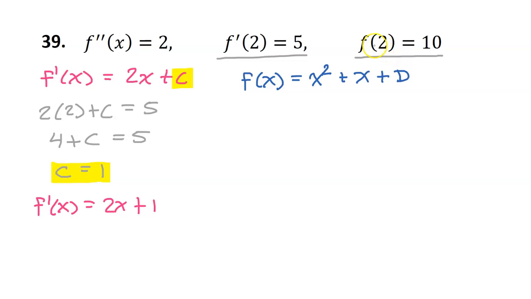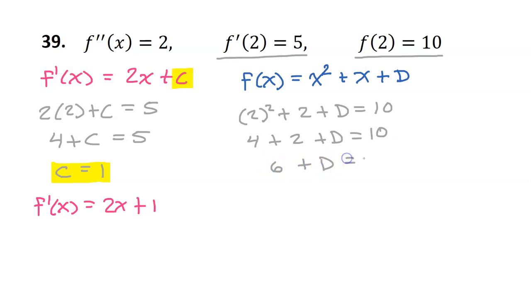So this says f at 2 is equal to 10. So if we plug in 2, we should get 10 for the answer. In other words, 2 squared plus 2 plus d should equal 10. This means 4 plus 2 plus d equals 10. So 6 plus d is equal to 10. Subtracting 6 from both sides, we get d is equal to 4.